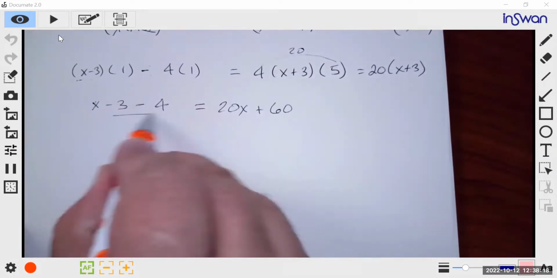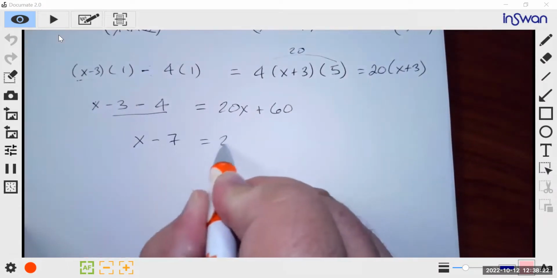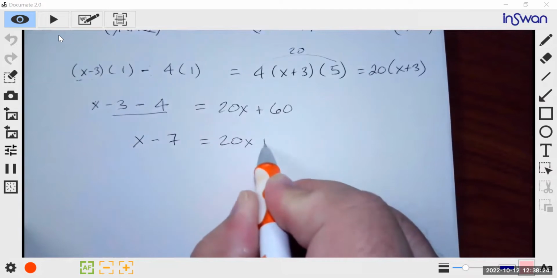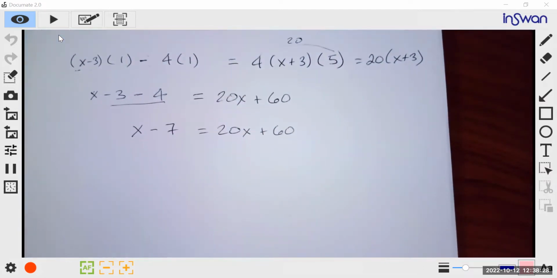Combine like terms. x minus 7 equals 20x plus 60. Which one do you move? Move the 60 to the left side. No. Why not? Because what are we solving for? x. x is the important thing. Do we have all the x's on one side?